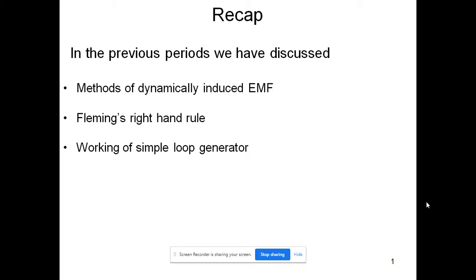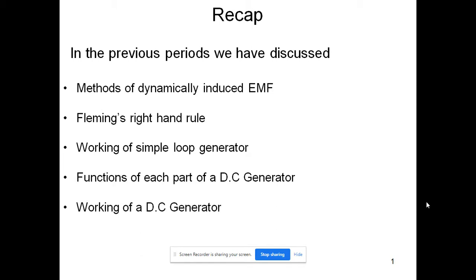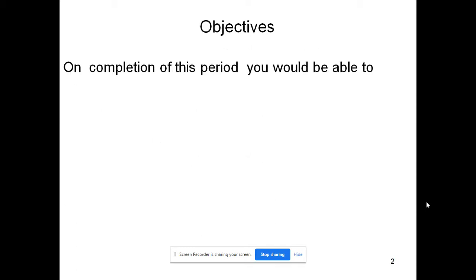And also we have learned about the simple working principle of a simple loop, that is nothing but a single coil generator, and also the various parts. What are the various parts of the DC generator and their functions and how they work in a DC generator. We have learned all these in the previous classes.